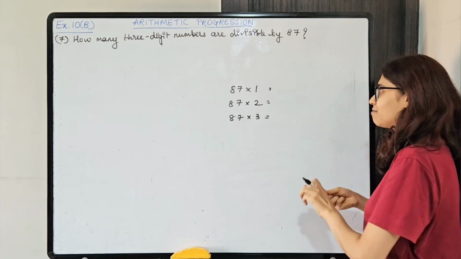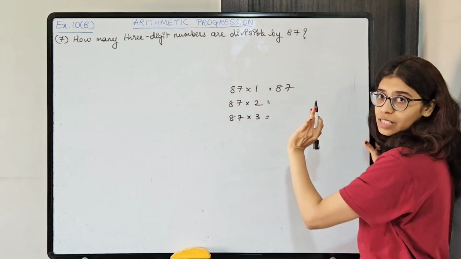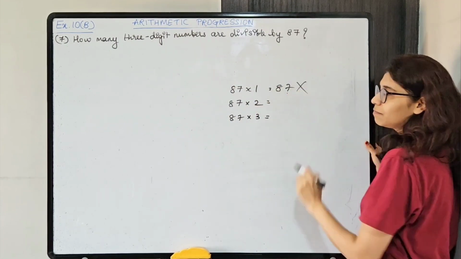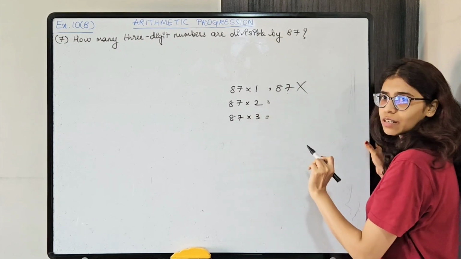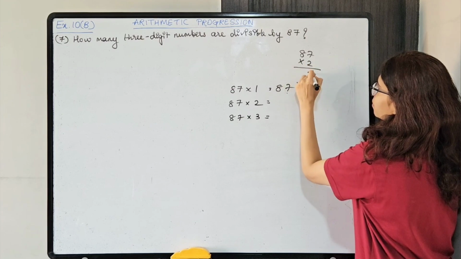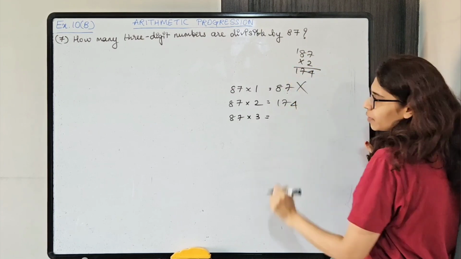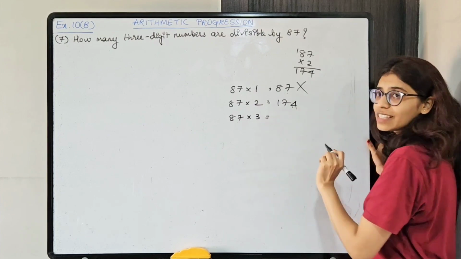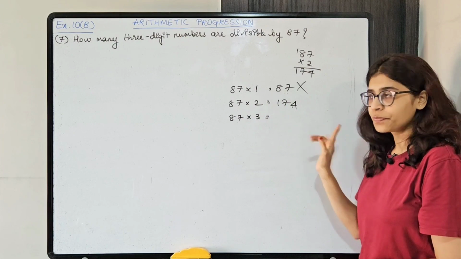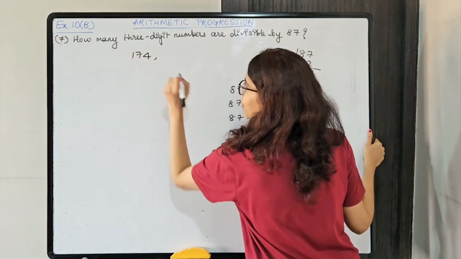87 1s are 87. We have to consider 3-digit numbers, so be very careful. Is this a 3-digit number? No. 87 2s are, this will definitely give a 3-digit number. This will give 174. Okay, so this is the first 3-digit number which is divisible by 87. This will be the first term of the AP.